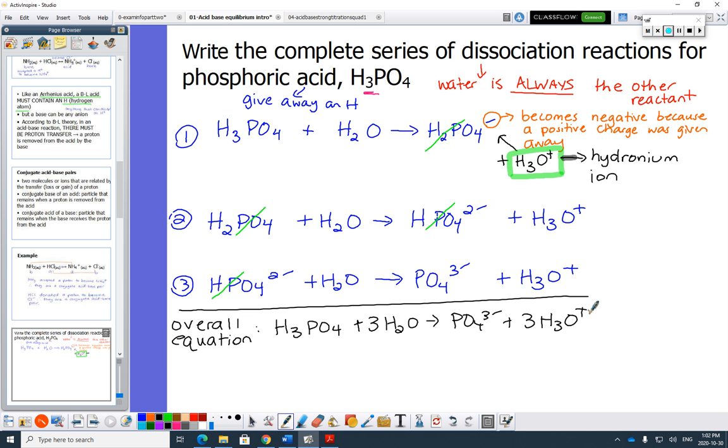So if this was HCl, we would only do it once. Say H2SO4, sulfuric acid, you would only do it twice. And you're limited by the charge. The highest charge is usually 3-, so you can't go beyond that. You would only do 3 of these maximum.